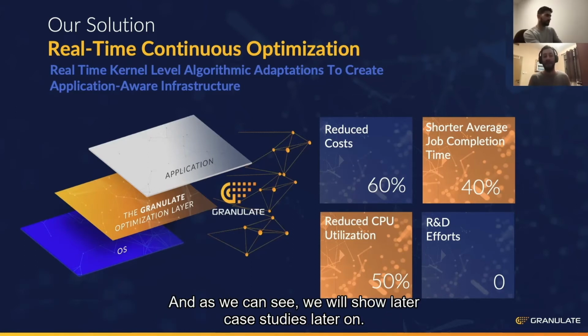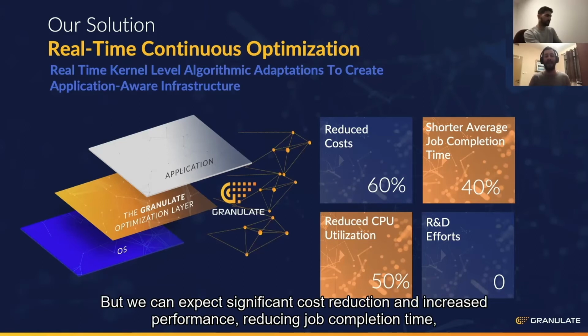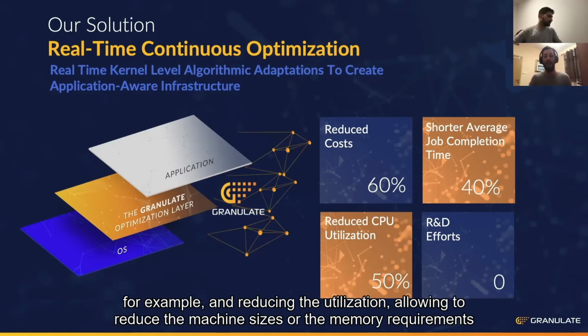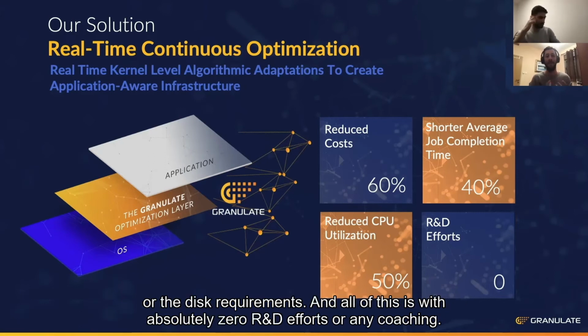And as we can see, we will show case studies later on, but we can expect significant cost reduction and increased performance, reducing job completion time, for example, reducing the CPU utilization, allowing to reduce the machine sizes, or the memory requirements, or the disk requirements. And all of this is with absolutely zero R&D efforts or any code changes.